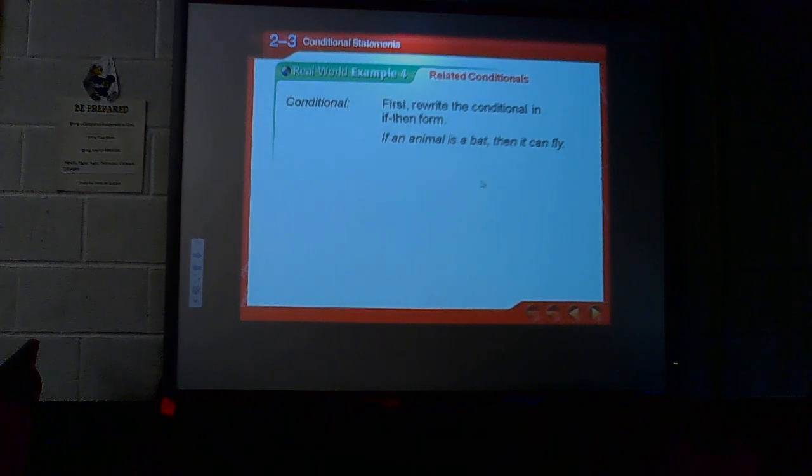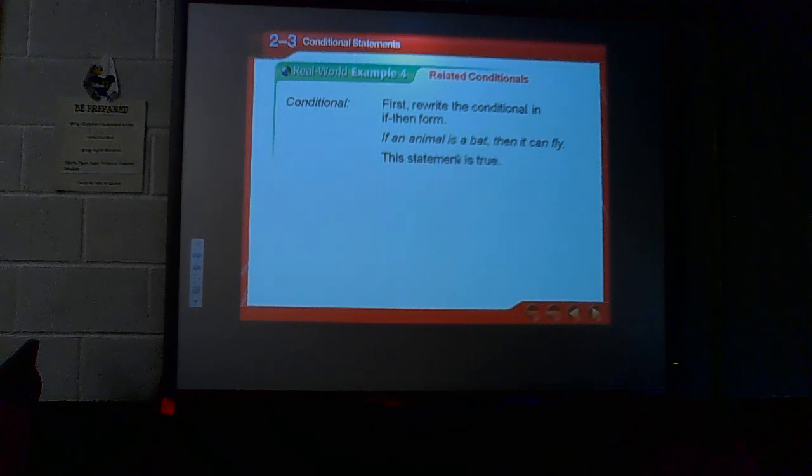So then I have to stop and I have to ask myself, is this true or false? If an animal is a bat, can it fly? And we would say, sure, this is true. So from there, then you have to go through and you have to write the other three forms. So the next one would be the converse. What did we say was the converse? Well, the converse we said was to take the original hypothesis and the original conclusion and flip them. So I'm going to rewrite it, writing my conclusion first, and then writing my hypothesis second.